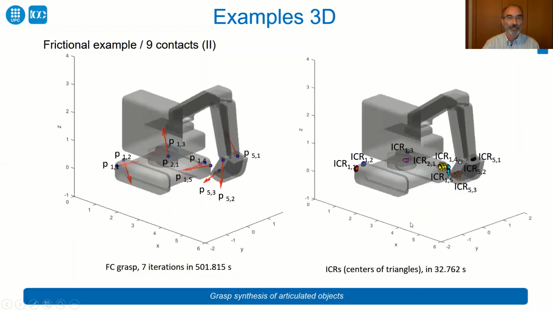And this is another example. Note that in this example there are no contact points on the 3rd and 4th link. So the object is immobilized just with contact points on the 5th link and the first 2 links. And these are the corresponding independent contact regions.